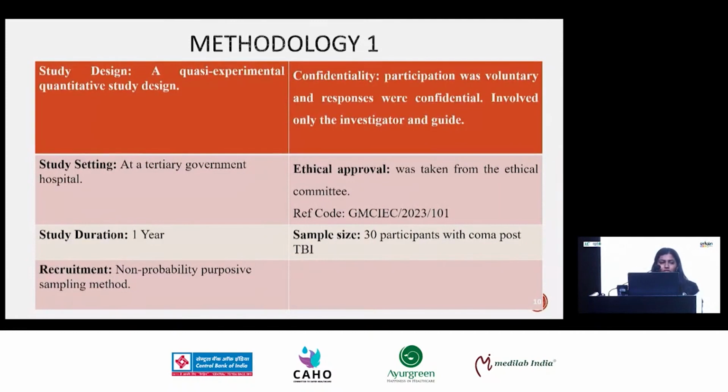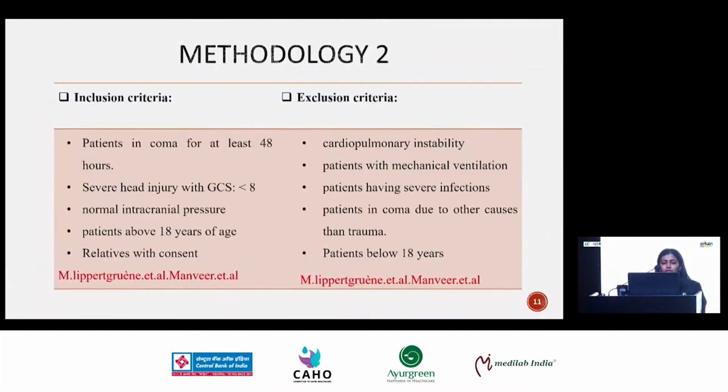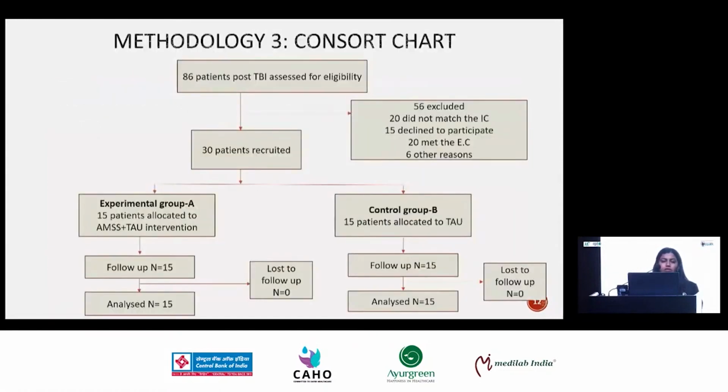The confidentiality was maintained and the ethical approval was taken. Total sample size was 30 participants with coma post-TBI. The inclusion criteria involved patients in coma for at least 48 hours, patients with severe head injury with GCS less than 8, patients with normal intracranial pressure, and patients above 18 years of age, and relatives with consent. The study excluded patients with cardiopulmonary instability, patients with mechanical ventilation, patients having severe infections, and patients in coma due to other causes than trauma, and patients below 18 years of age.